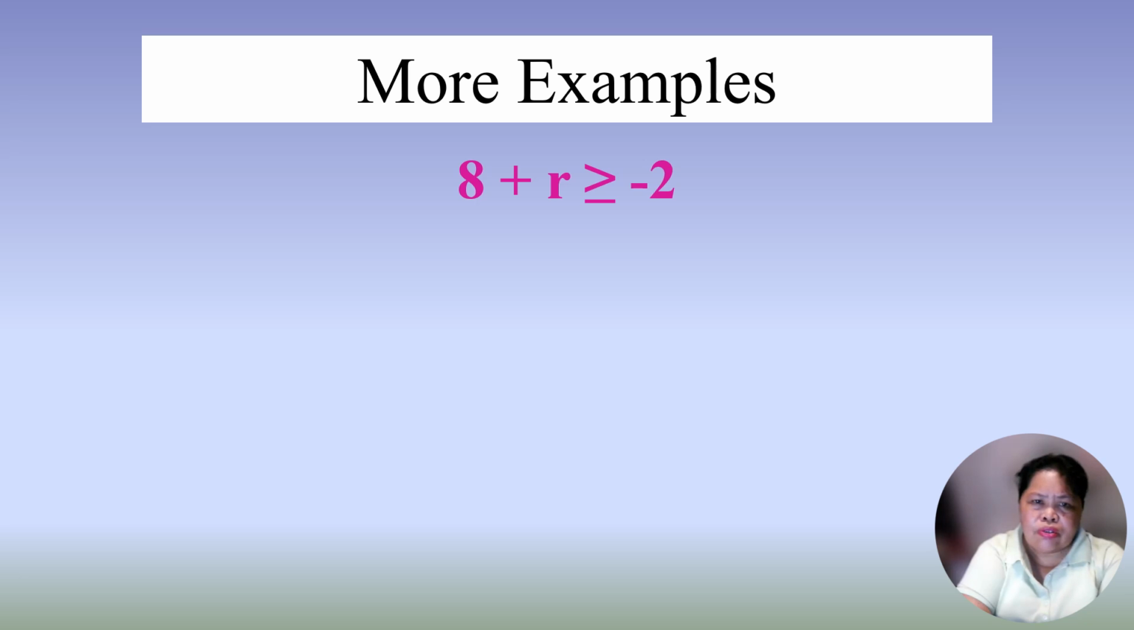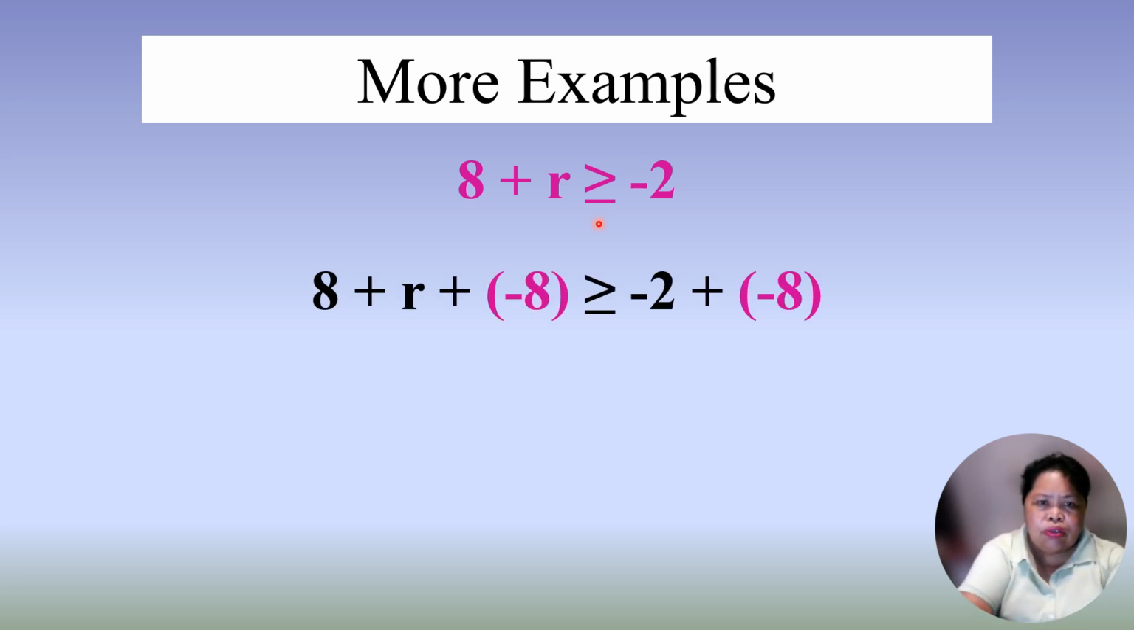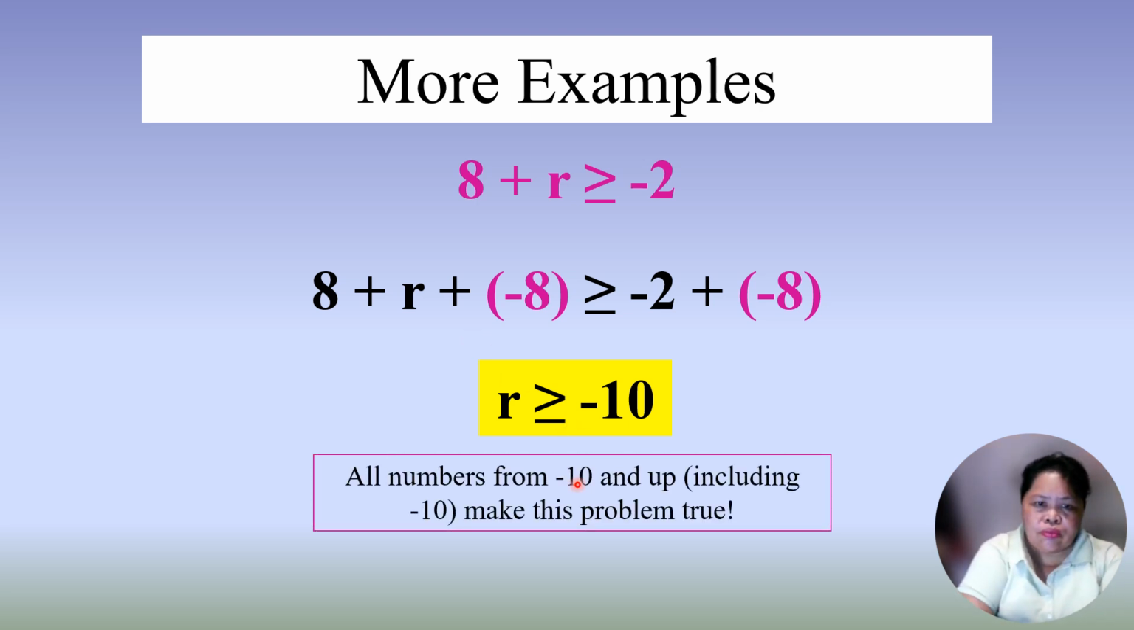Let's have more examples. So 8 plus r is greater than or equal to -2. We add -8 to both sides of the inequality. Then r is greater than or equal to -10. All numbers from -10 and up, including -10, make this problem true.